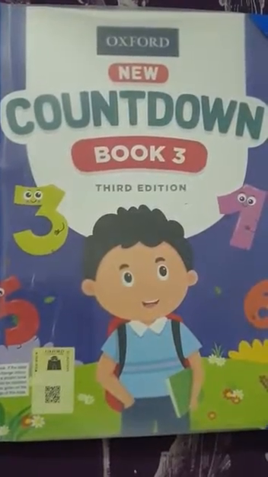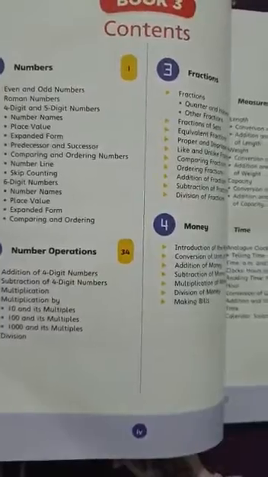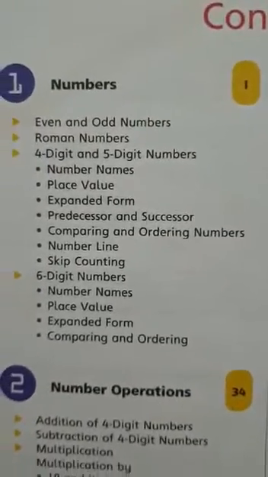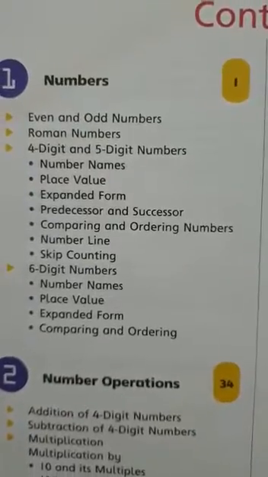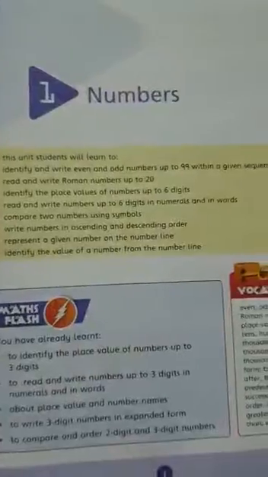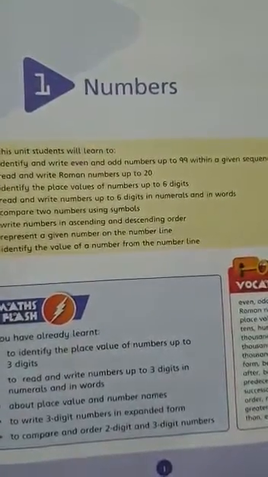Today we are going to study from New Countdown Book 3, 3rd edition. On page IV there are contents. We will start from Unit 1, Numbers: even and odd numbers, Roman numbers, 4-digit, 5-digit and 6-digit numbers. We are going to study Unit 1, Numbers.